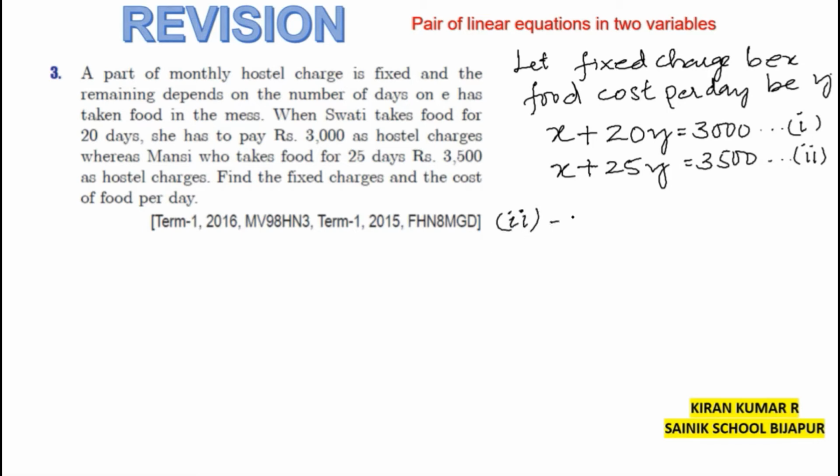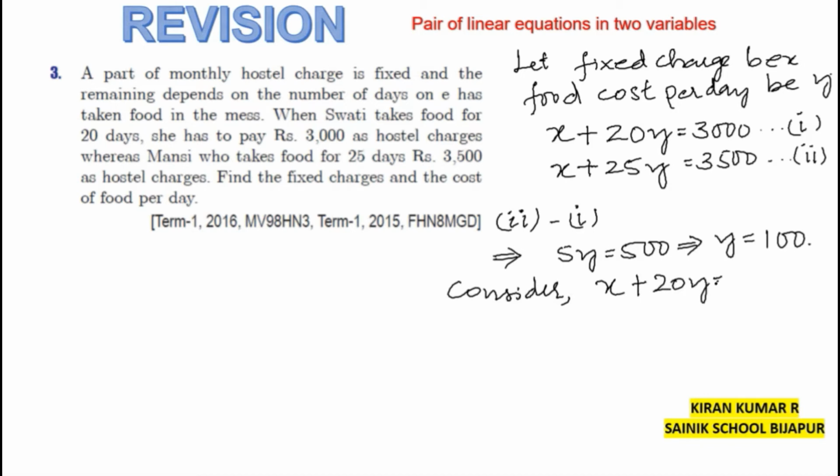Now we have to solve these two equations. In a simple way, I'll consider equation 2 minus equation 1. This implies x and x will get cancelled. 25y minus 20y will be 5y, which is equal to 500. So y value becomes equal to 100. This 100 rupees is the charges for food per day. Now we have to find out the fixed charge, that is x. Let me consider x plus 20y equal to 3,000. So x will be equal to 3,000 minus 20 times 100, which is 2,000. So the difference becomes 1,000.